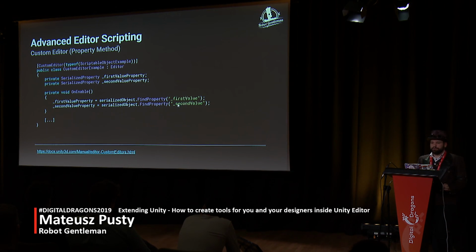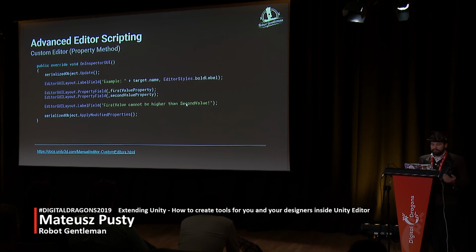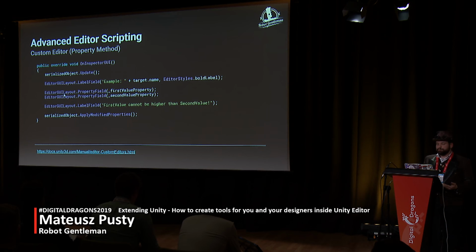We look for them through names. And then, on Inspector GUI, we need to invoke serialized object update to tell Unity to update if any changes were made, and apply modified properties at the end to apply our changes. And we use property field to display the first and second value property.